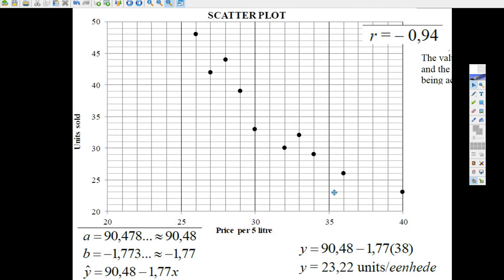Well, first let's see. This is what it looks like when you graph the points. They're just points, just a scatter plot. You get that A is 90.478 or 90.48, rounded off to the nearest hundredth. That B is negative 1.77. And there you go. So that means the equation of the line is 90.48 plus bx, which is negative 1.77x. There's the equation of the regression line.